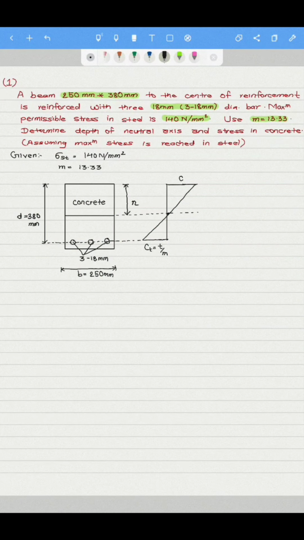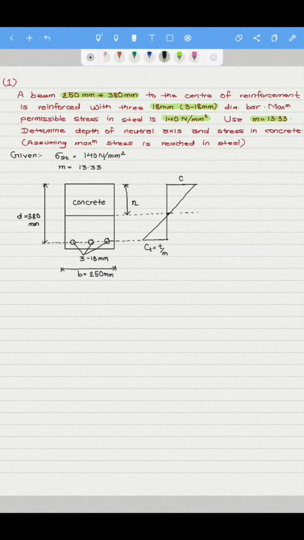Friends, today we are here with a problem where we are to find the depth of neutral axis and stress in the concrete. The problem is a beam 250 by 380 mm, that is the size of the beam we are provided here, reinforced to the center with 3 bars of 18 mm diameter. So we are provided with the size of reinforcement. Maximum permissible stress in the steel is 140 Newton per mm square.